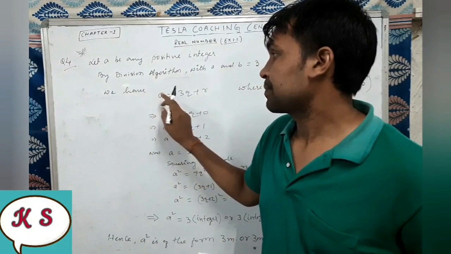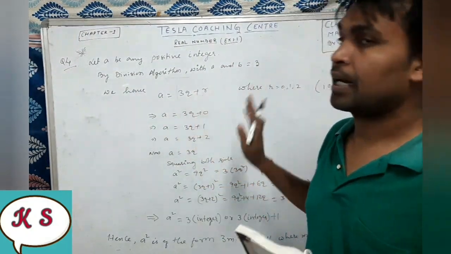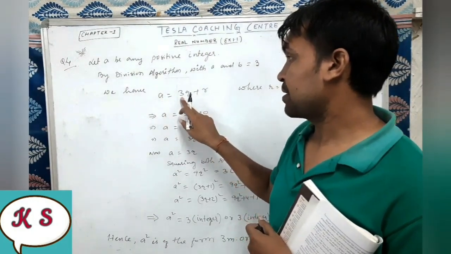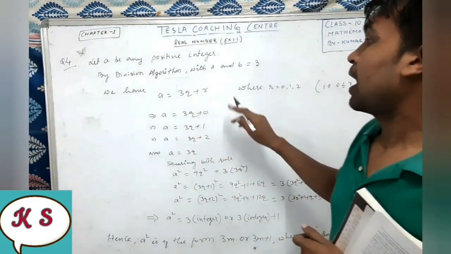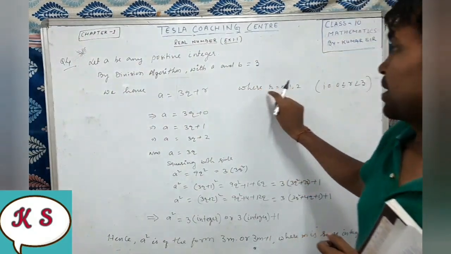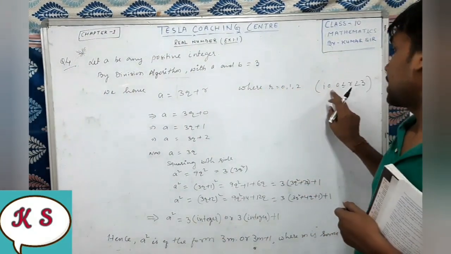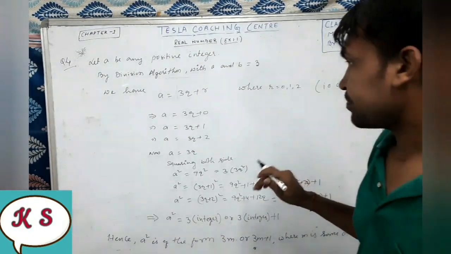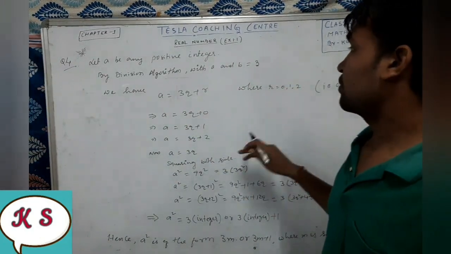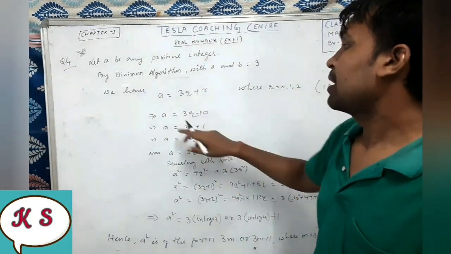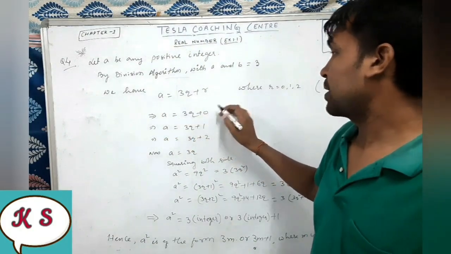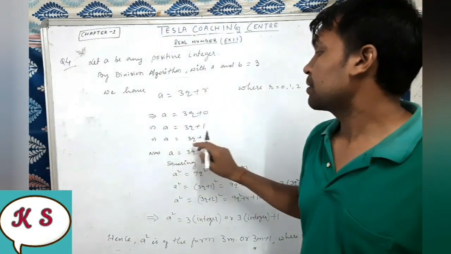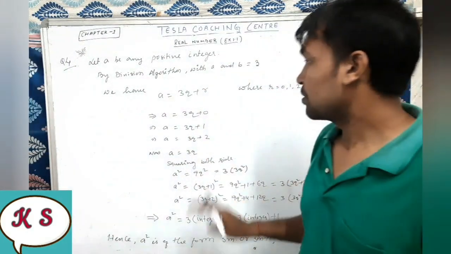Now we have a equal to 3q plus r. This is the formula, dividend equal to divisor into quotient plus remainder, where the value of r will be not more than 3, where r equals 0, 1, 2, that is, r greater than or equal to 0 but less than 3. Now, same as we have done, we substitute the value of r one by one. a equal to 3q plus 0 when r is 0, a equal to 3q plus 1 when r equals 1, a equal to 3q plus 2 when r is 2.